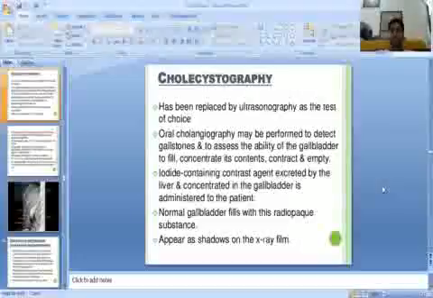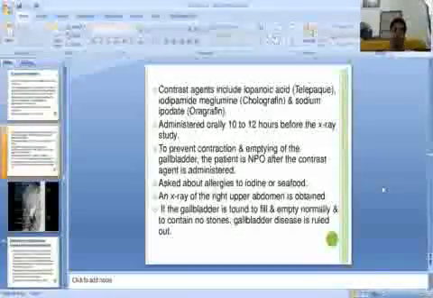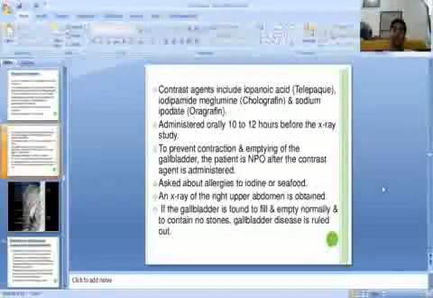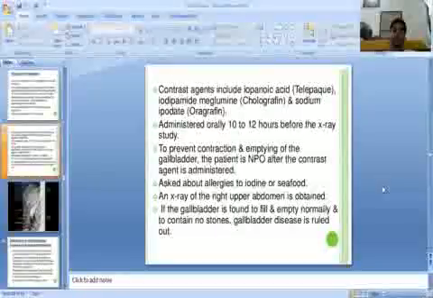An iodine-containing contrast agent, excreted by the liver and concentrated in the gallbladder, is administered to the patient. A normal gallbladder filled with this radio-opaque substance appears as a shadow on the X-ray film. Contrast agents include iopanoic acid, iodipamide, meglumine, and sodium ipodate, administered orally 10 to 12 hours before the X-ray study.